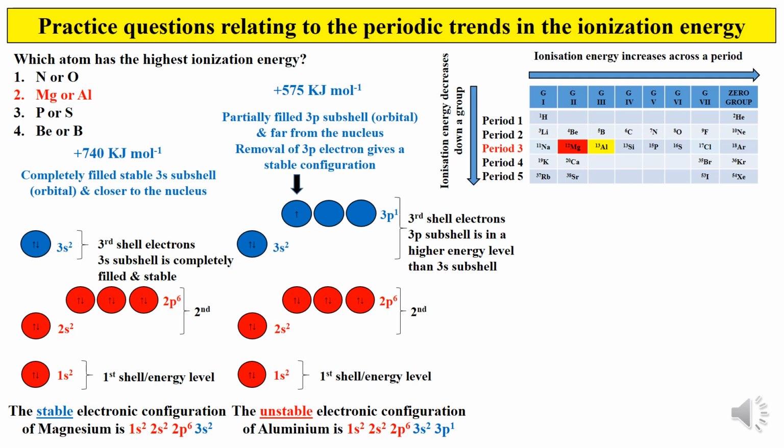remove. Another alternative way of approaching is in terms of electronic configuration. When you are dealing with ionization energies, you need to take a look at what happens after removal of an electron. So removal of a 3p electron gives a stable configuration in the case of aluminium.